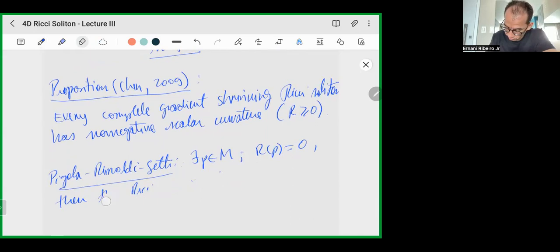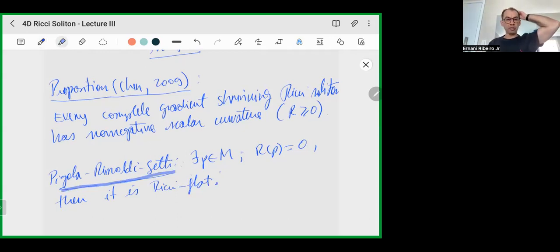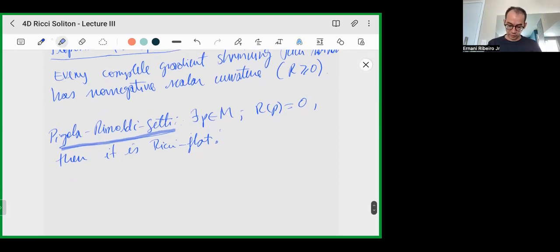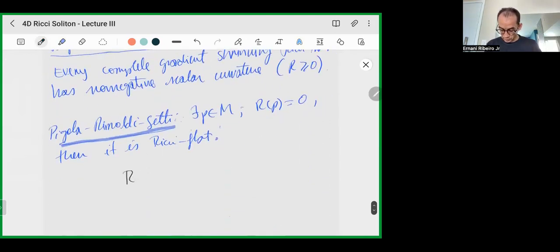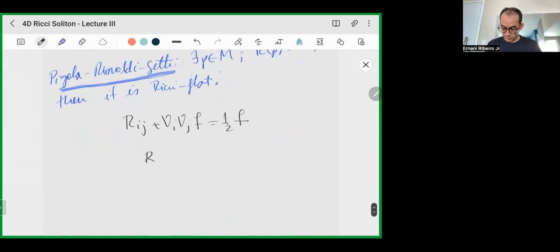It's the Gaussian soliton. As a consequence, it must be a Gaussian soliton. So if you do not consider the Gaussian soliton, we may assume the scalar curvature is strictly positive. One of the consequences of this is, of course, if you take this normalization of the scalar curvature in the Ricci soliton equation, we may also consider this normalization for the potential function, which is the second one here, the Hamilton equation.